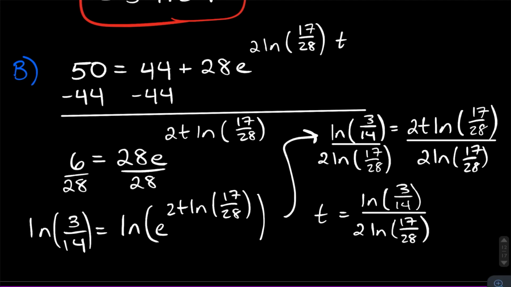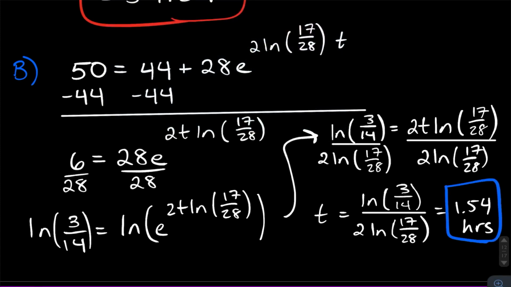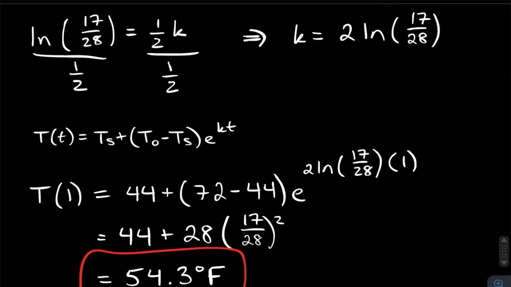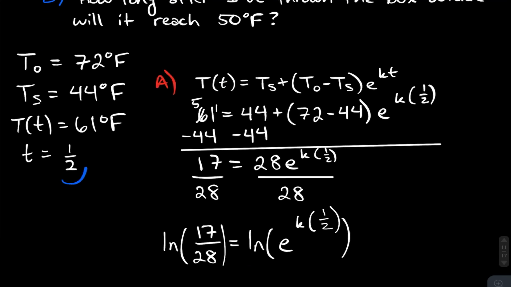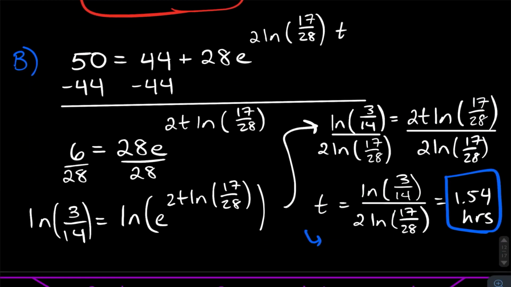All right, and this right here is going to give you 1.54 hours. If you want to write that as minutes, it would have been 92.6. Okay, and so, again, if you wanted to, at the start of this problem, write your t in terms of minutes instead of hours, you could absolutely do that, right? And then your final answer would have been that t is equal to 92.6 minutes.